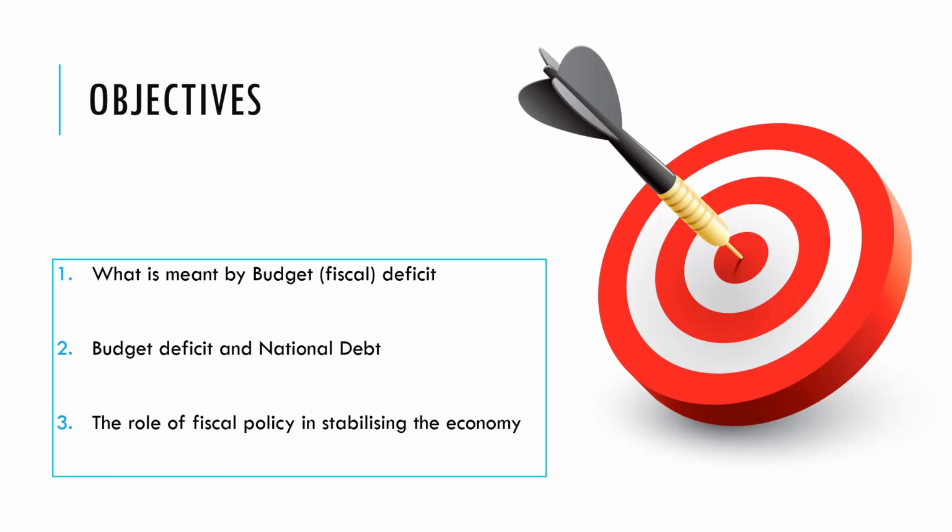So in this video, we've looked at what is meant by a budget or fiscal deficit. We've looked at the relationship between budget deficits and national debt, and we've also looked at the role of fiscal policy in stabilizing the economy, called automatic fiscal stabilizers.